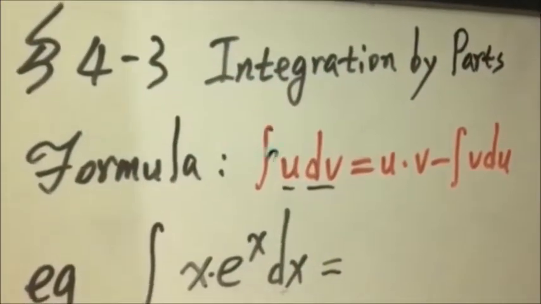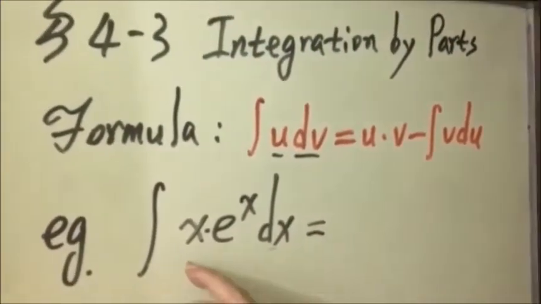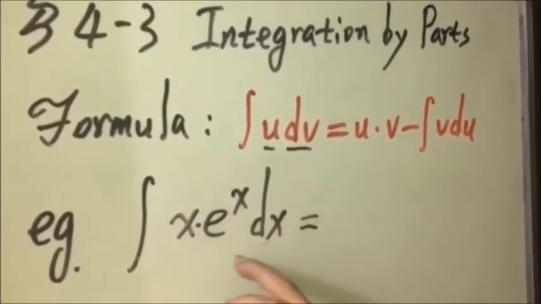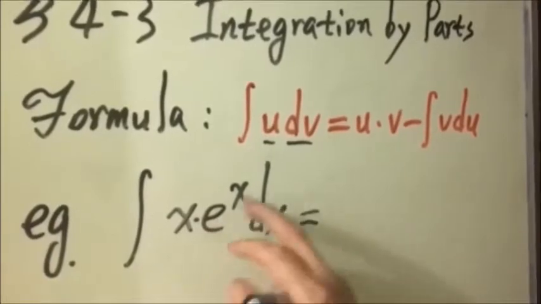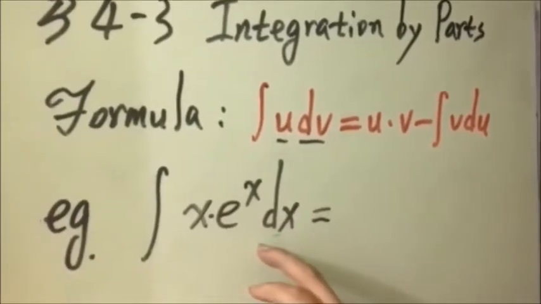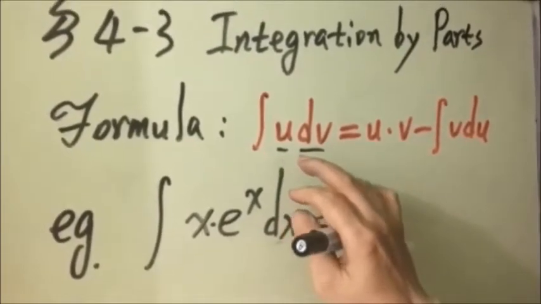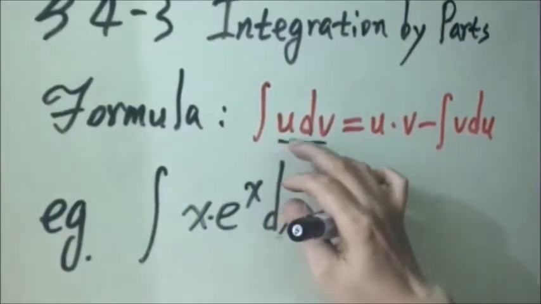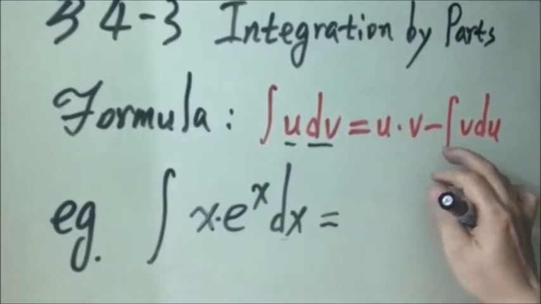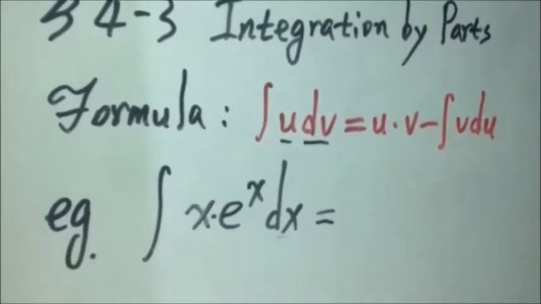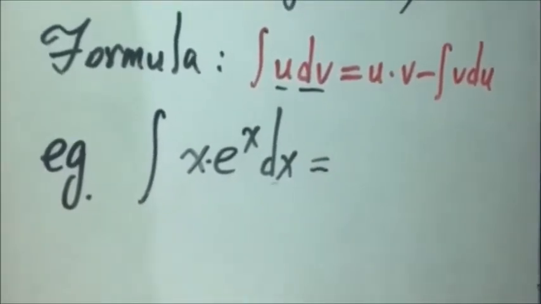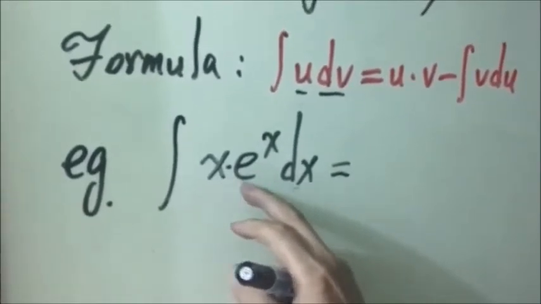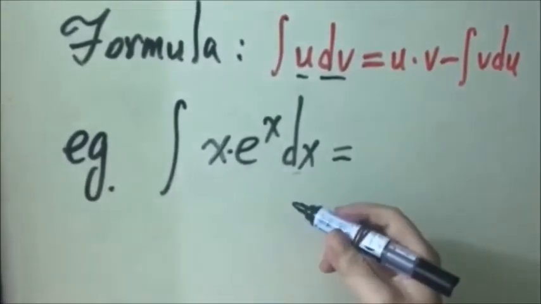So let's see another example: the integral of x times e to the x dx. How do we integrate this one? In Section 1 and Section 2, there is no formula for this. So we can try to use the integration by parts formula, that is, the integral of u dv is equal to uv minus the integral of v du. Usually we see the integrand has two functions multiplied together, so you have to pick one of them.